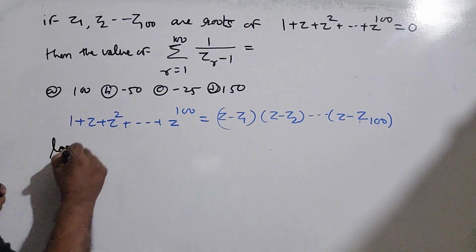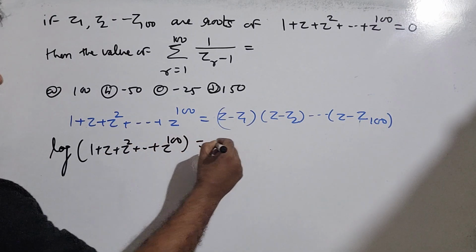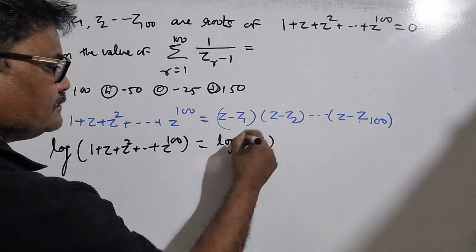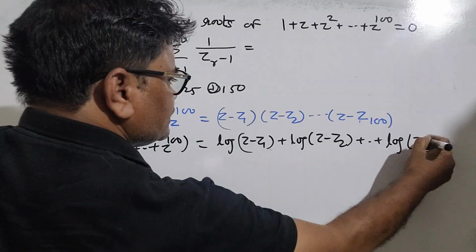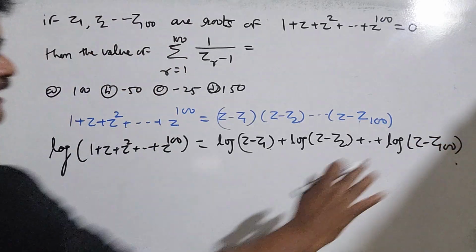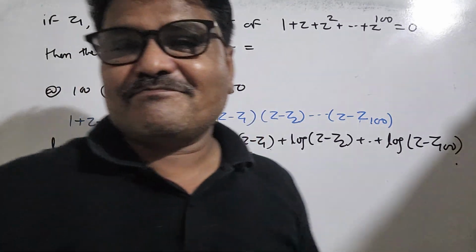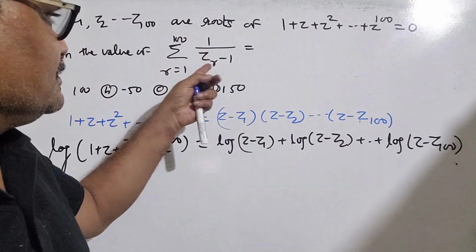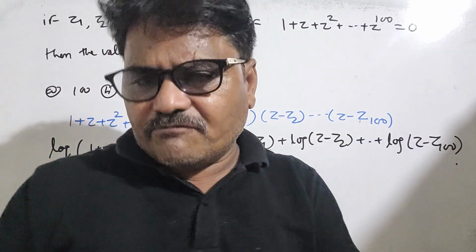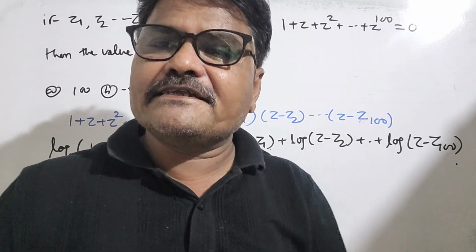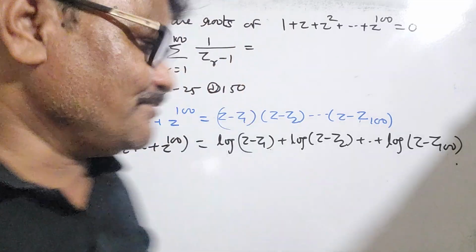So taking the log: log of (1 plus z plus z square up to z to the power 100) equals log of (z minus z1) plus log of (z minus z2) up to log of (z minus z100). I have taken the log on both sides because I have to create 1 upon x form, like 1 upon z1 minus 1. That form I can create by differentiating log x. That is important, therefore I have taken the log.